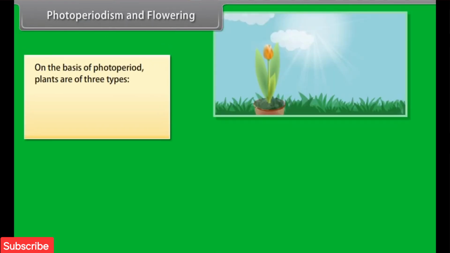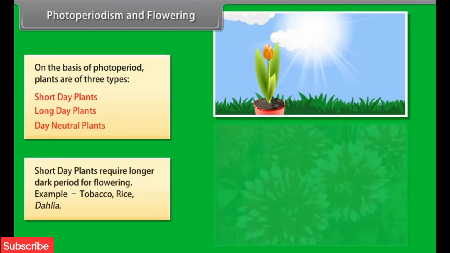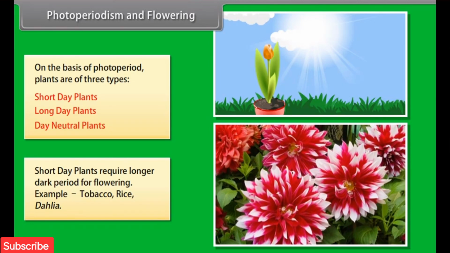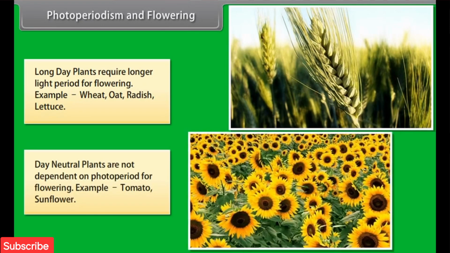On the basis of photoperiod, plants are of three types: short-day plants, long-day plants, day-neutral plants. Short-day plants require longer dark period for flowering. Example, tobacco, rice, dahlia. Long-day plants require longer light period for flowering. Example, wheat, oat, radish, lettuce. Day-neutral plants are not dependent on photoperiod for flowering. Example, tomato, sunflower.